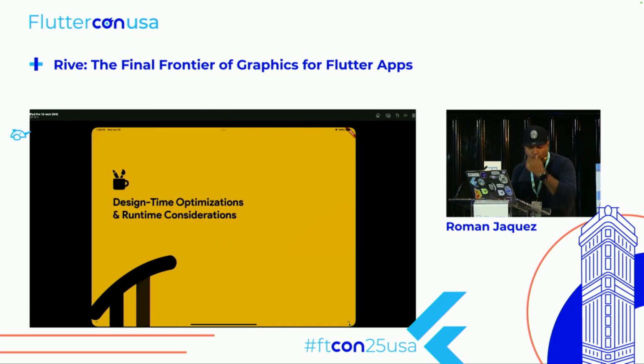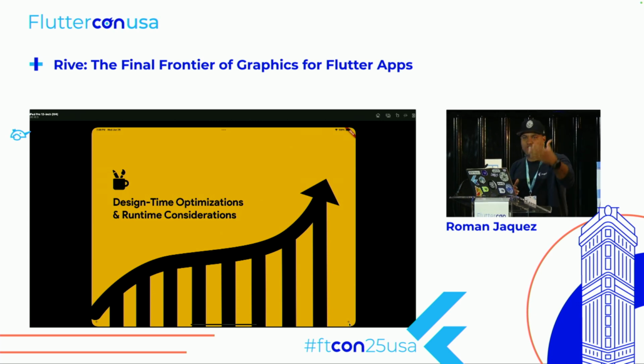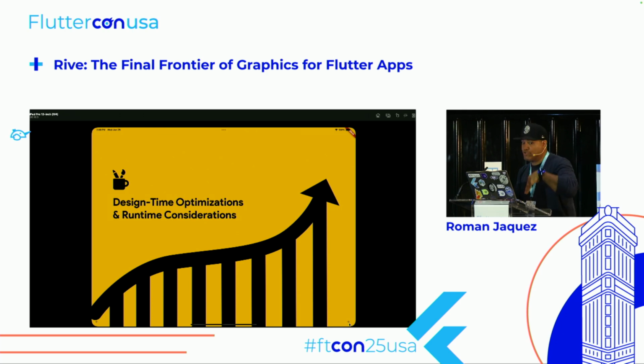Now I'll show you a couple of design-time optimizations and runtime considerations, like I mentioned. Make sure you don't use that many raster assets. Try to balance it. The best bang for your buck is using SVG images, but of course, if you need to use raster images like JPEGs and whatnot, you can, but it's better to use SVGs. Try to import your Lottie files.